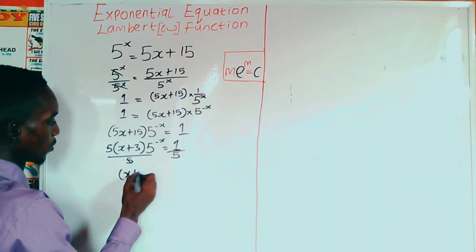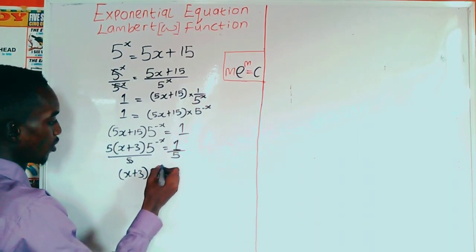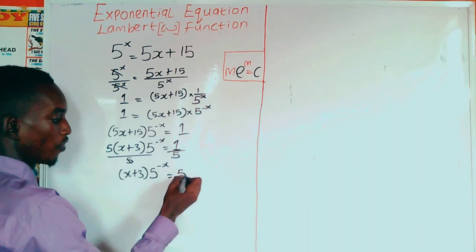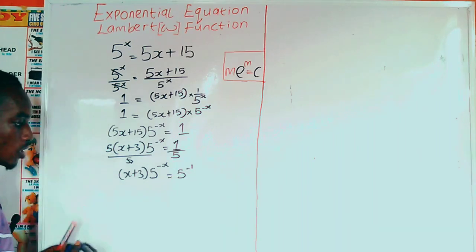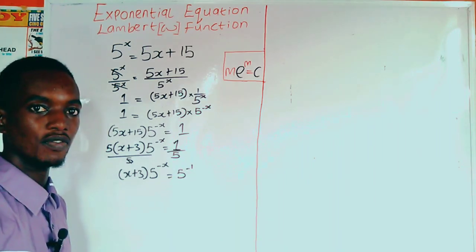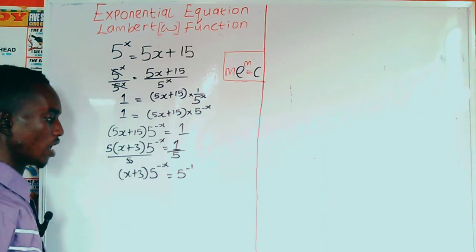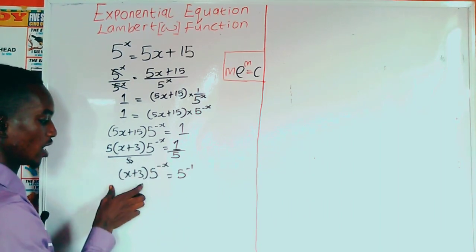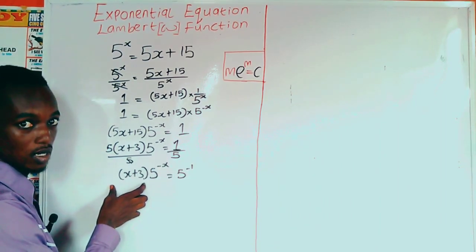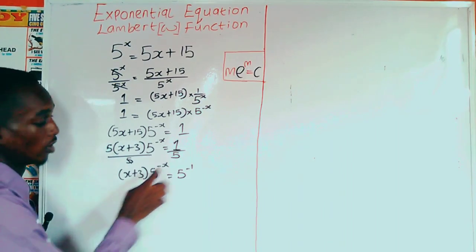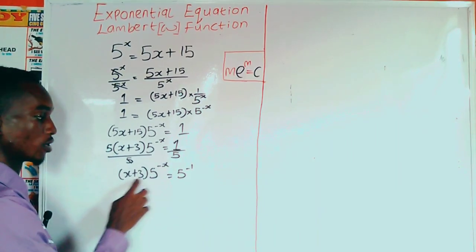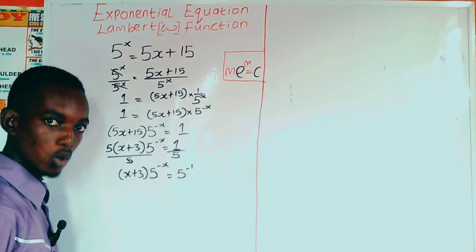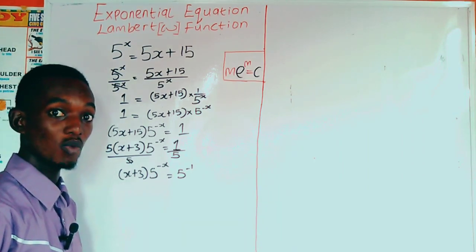So we have x plus 3, times 5 raised to the power negative x, equals 5 raised to the power negative 1 in index form. Nice, we are making very big progress. But we have a very big problem, because our term of x here and the coefficient here are totally different. First, there's a 3 here, there is not a 3 here. Here is positive, here is negative. What are we going to do? Looks like a lot of work, right?